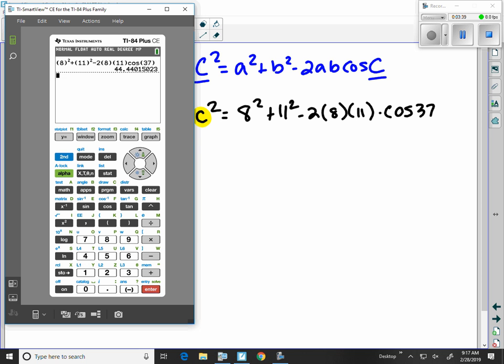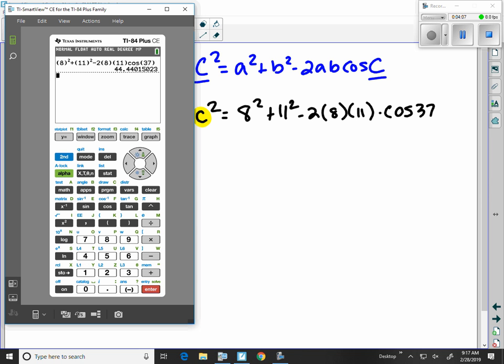Now, here's what I want you to keep in mind though. We just got what c squared is equal to. c squared is equal to 44.4, all of that. What do we have to do to get c by itself? Square root both sides. So I'm going to show you a quick way in the calculator to do that so that you can eliminate as much rounding as possible.